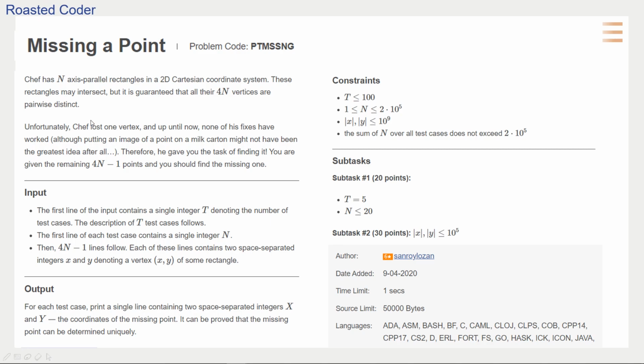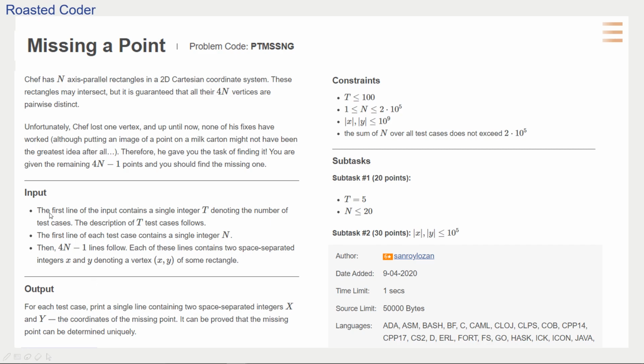The problem states that a chef has axis parallel rectangles in a 2D Cartesian coordinate system, and these rectangles may intersect, but it's guaranteed that all their 4 vertices are pairwise distinct. But unfortunately the chef has lost one vertex, and so we have to find that vertex.